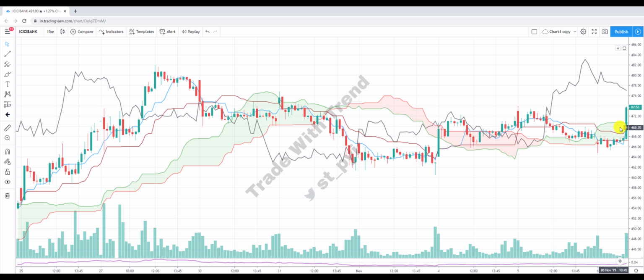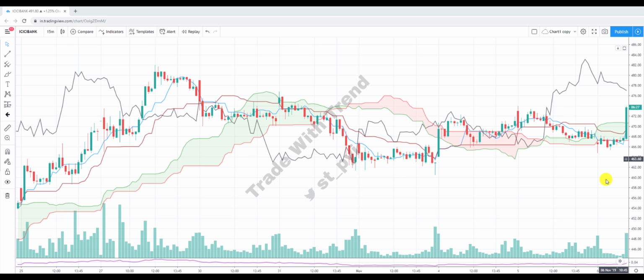So the Kumo Cloud has turned green here. This was the Kumo twist level. Again, this was a concept that we discussed in part 3. In case you have missed those videos, do watch it. So for me, this is a valid trade at 473, and initially I would set a stop loss at 466. So that's a difference of 7 rupees, and I would attempt to go long in the market.